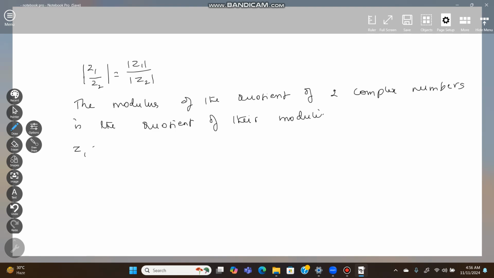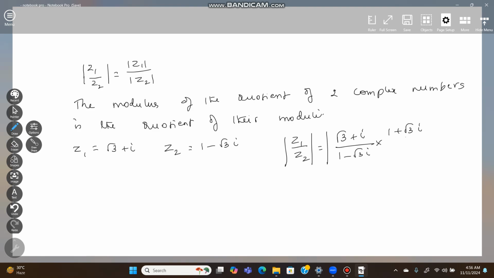Let me take an example. Let z1 be equal to root 3 plus i and z2 be equal to 1 minus root 3 i. Some random example I'm choosing. I'm going to find out z1 upon z2 and then find the modulus. So let me first find out z1 upon z2. That is going to be root 3 plus i upon 1 minus root 3 i. Since I have to eliminate the i in the denominator, I am going to multiply up and down by the conjugate, which will be 1 plus root 3 i. And what is this going to give me?